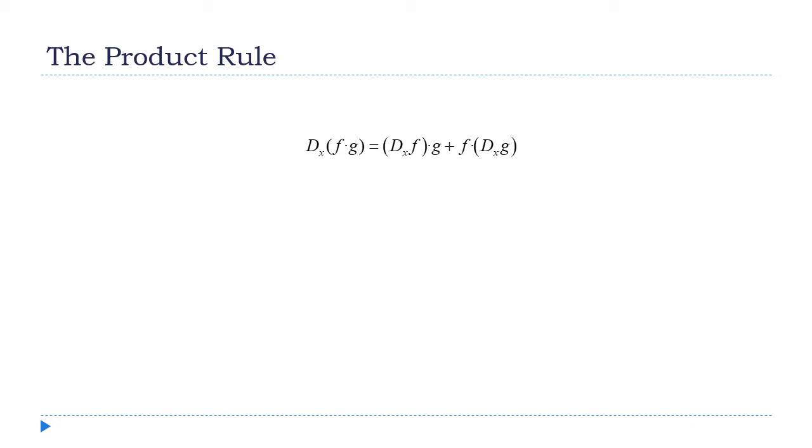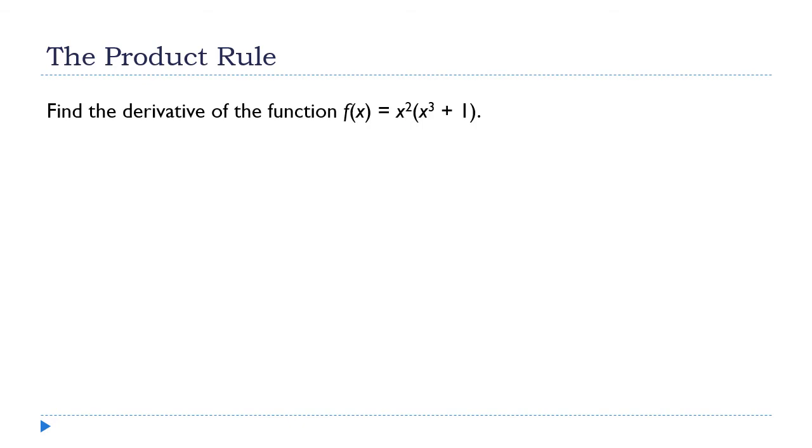If you want to take the derivative of the product of two functions, what you have to do is take the derivative of the first one times the second, and then do it the other way around. Take the derivative of the second times the first one. Add them together. Then you get the derivative of the original function. So let's look at an example.